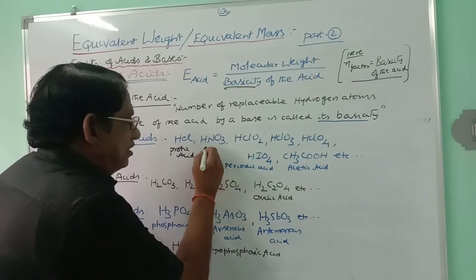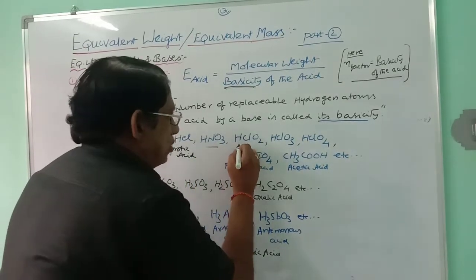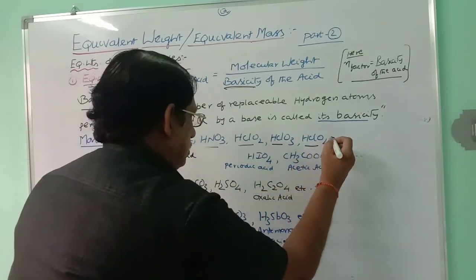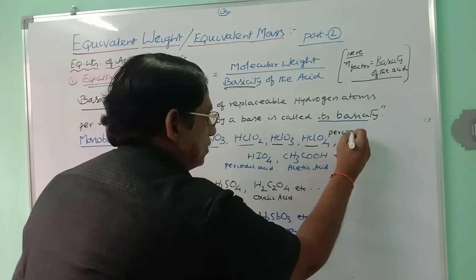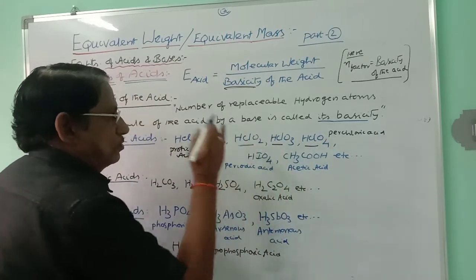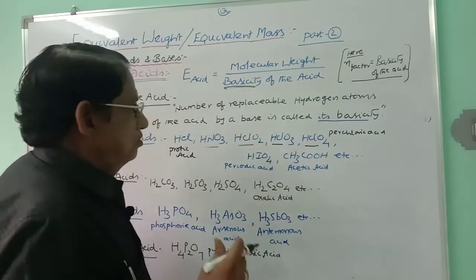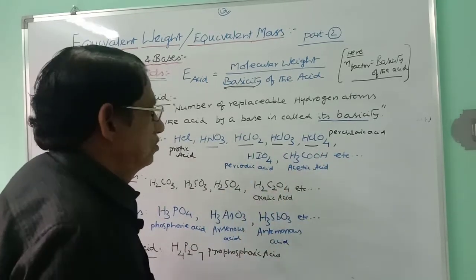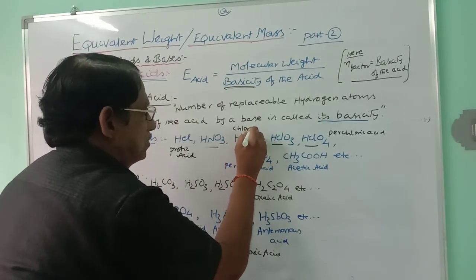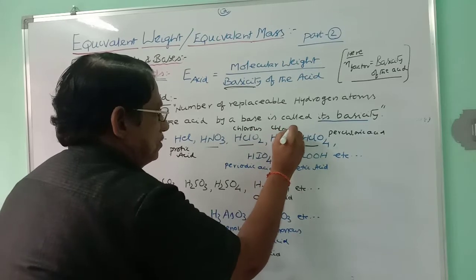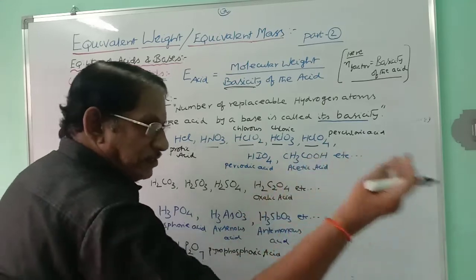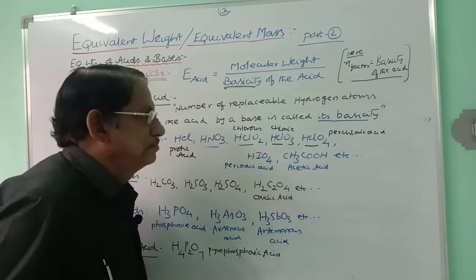Similarly, nitric acid, chlorous acid, chloric acid, perchloric acid. This is what you call perchloric acid. This is chlorous acid. This is hypochlorous acid. HClO2, HClO3, HClO4: chlorous, chloric, perchloric. This is periodic acid. This is the acid of organic chemistry, acetic acid, which is a monobasic acid.